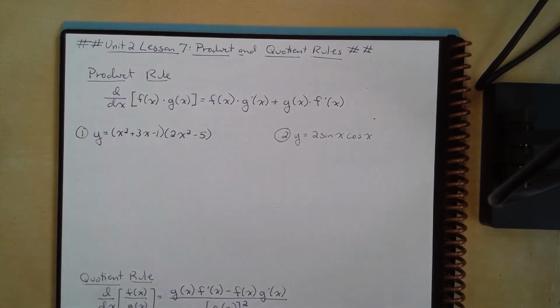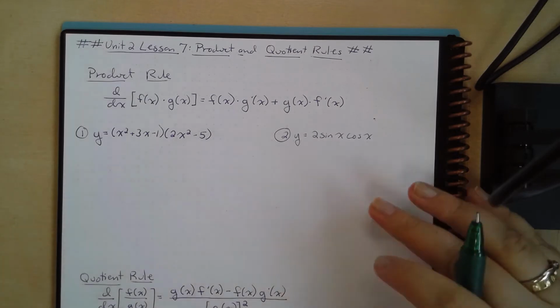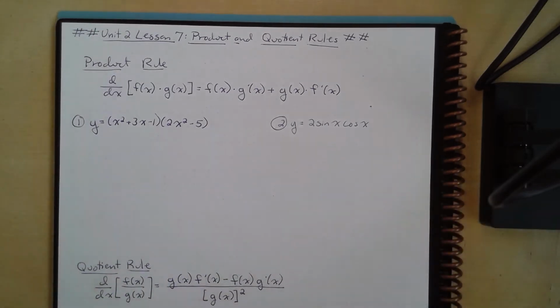So we've talked about differentiation a little bit with some basic differentiation rules, but there are more ways to differentiate. One of those ways is using what's called the product and quotient rules. So we're going to first start with the product rule.